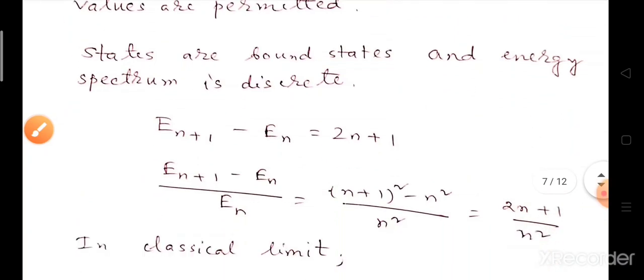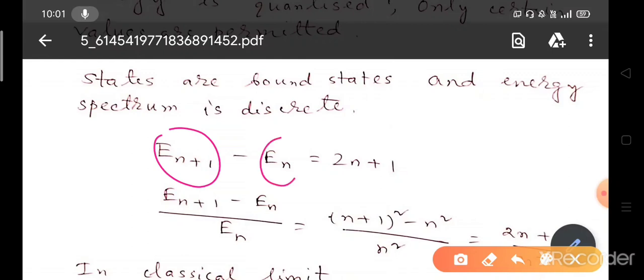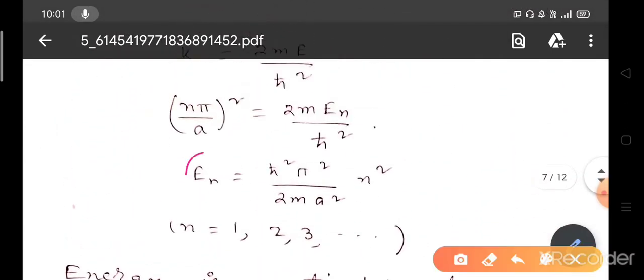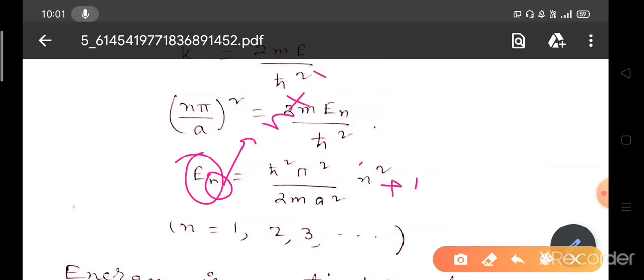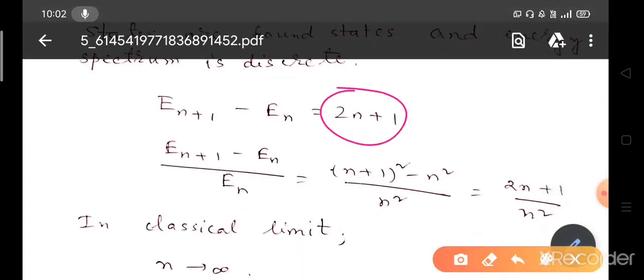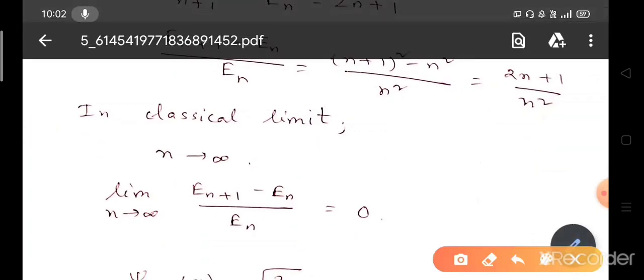What is the difference between two consecutive energy levels? To find out, take E_(n+1) and E_n, and then take the difference of them. So how do we find E_(n+1)? You just replace n with n plus 1 here, and also put (n plus 1) whole squared, and then take the difference and you get the value as 2n plus 1. And in the classical regime you get that the ratio (E_(n+1) minus E_n) divided by E_n tends to 0.